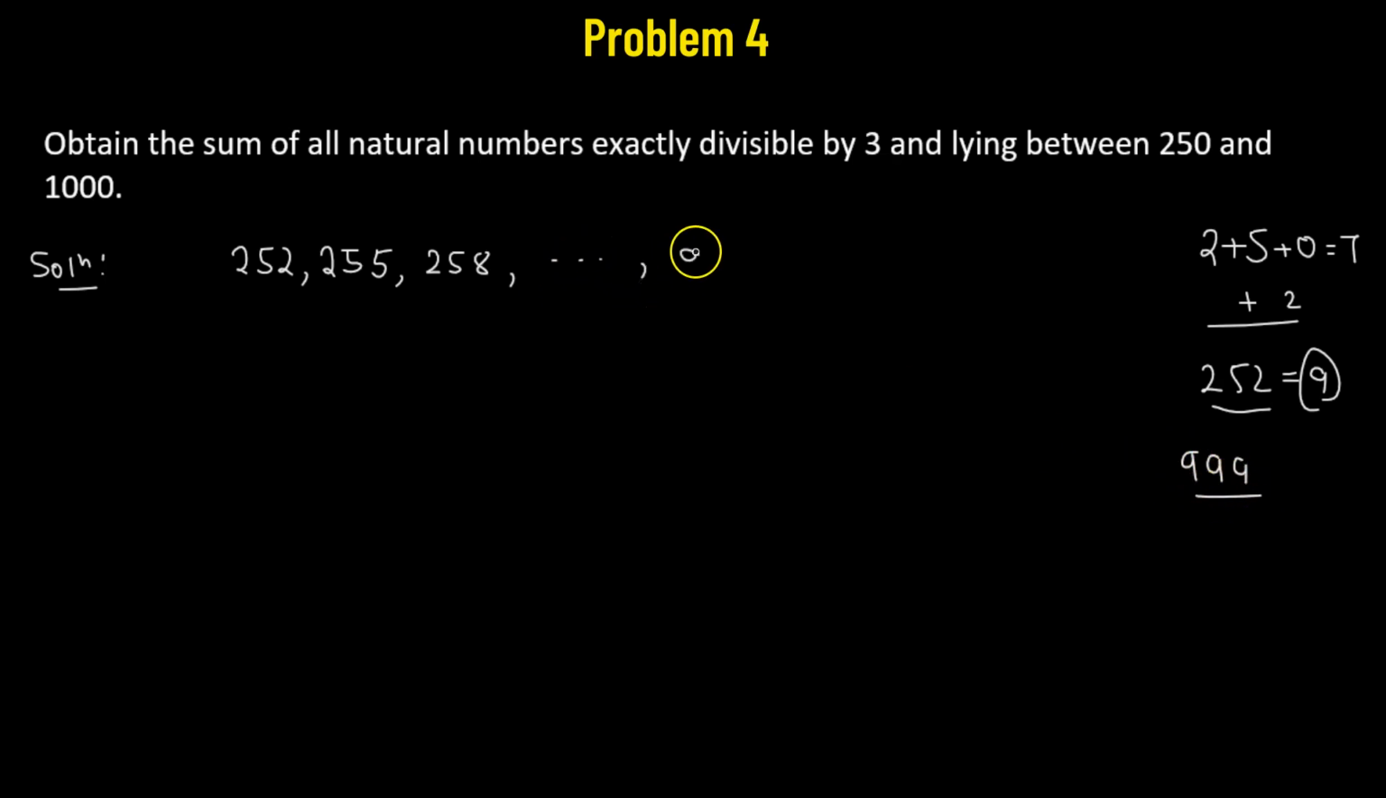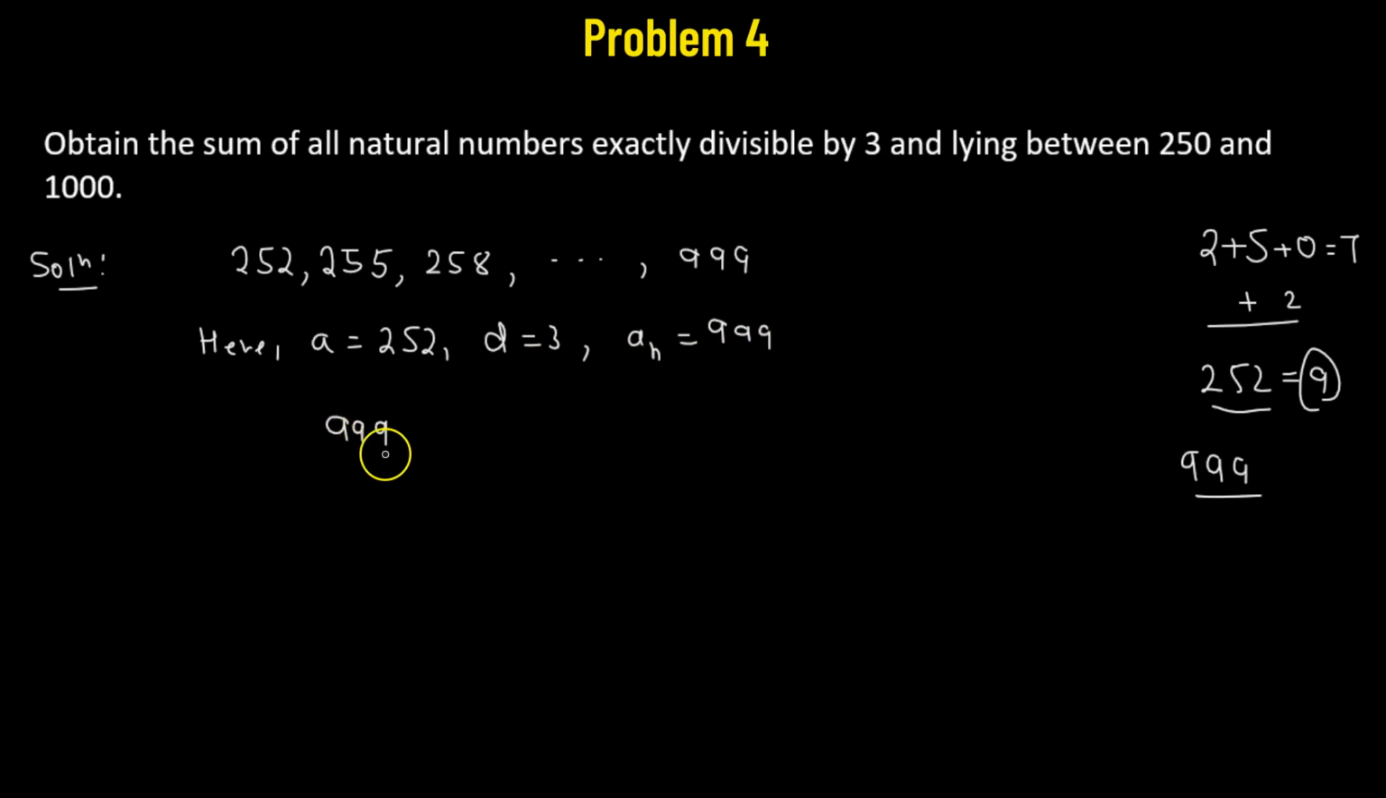So we know that the last term of this particular arithmetic progression is going to be 999. So let's try to find out the number of terms that are present here. Here we have our first term, which is given by 252. The common difference is 3, and our last term, or the nth term, is 999.